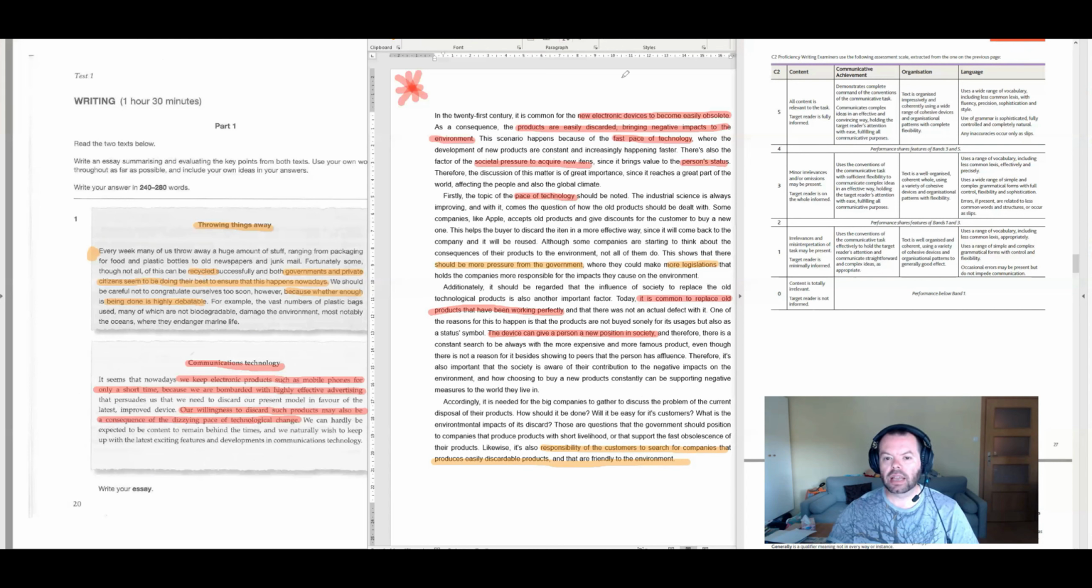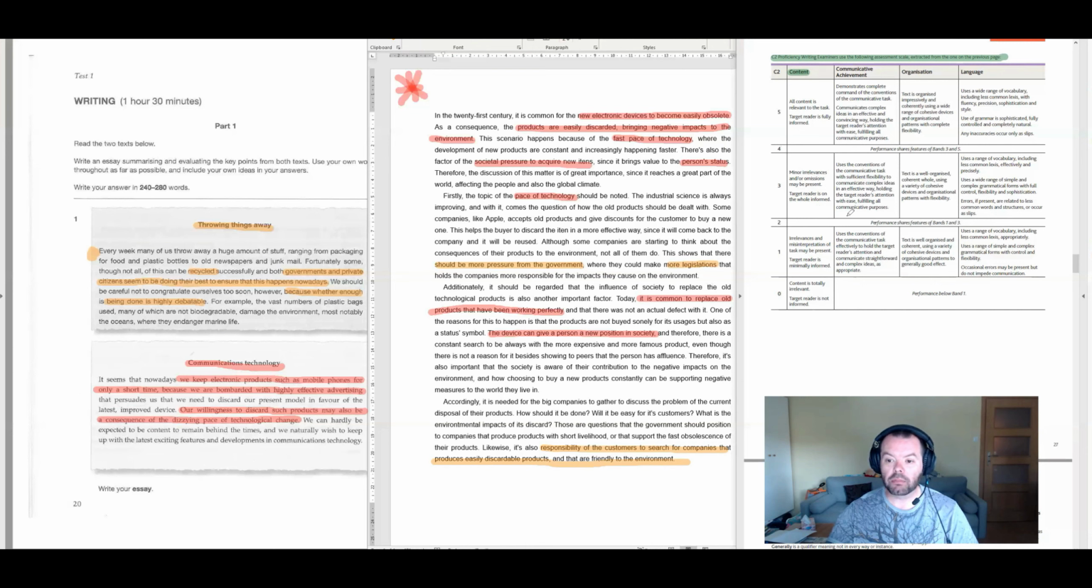Okay, so now that we've had a look at the text, we can turn our attention to the writing assessment scale, which is over here on the right of the screen. And the first thing we're going to be looking at is the content. So to get a pass, we need to match this. So that's level 3. Minor irrelevances and or omissions may be present. Target reader is on the whole informed.